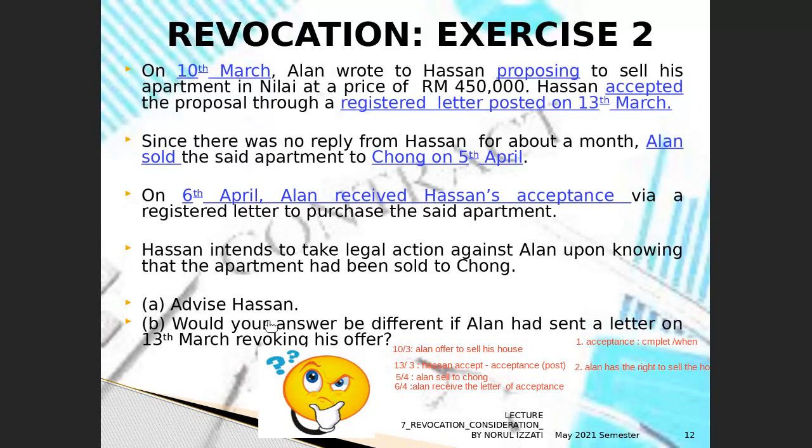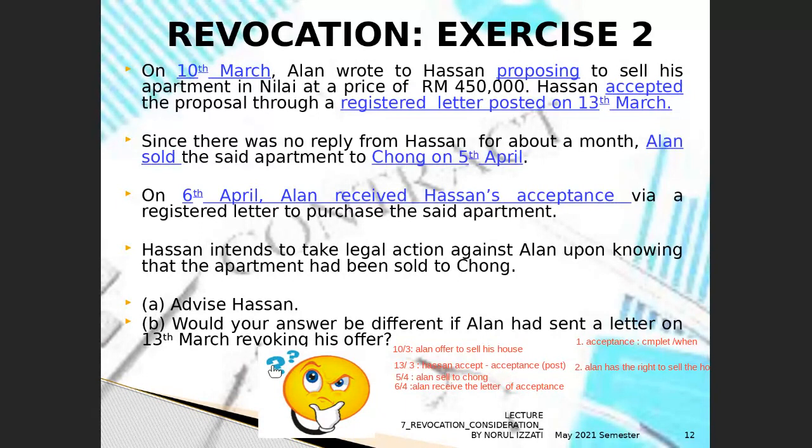Okay. Now look at the second one. Would your answer be different if Alan had sent a letter of revocation on the 13th of March? For this issue, normally we have to look at the time. Once you see that the revocation had been made on the same day, you can see that even if you send something using, nowadays we have GDEX, I mean the courier. Okay, that is the example.